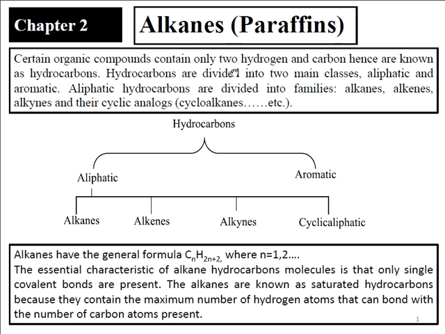Hydrocarbons are divided into two main classes, aliphatic and aromatic. Aliphatic hydrocarbons are divided into families: we have the alkane, alkene, alkyne, and the cyclic aliphatic compounds. And we are here in the alkane compounds.